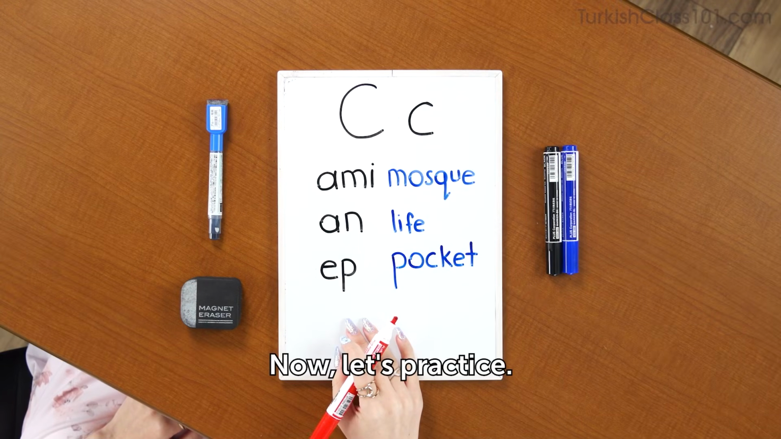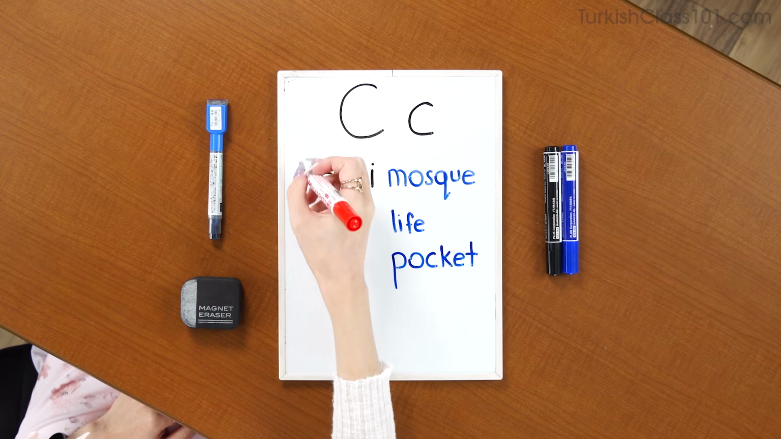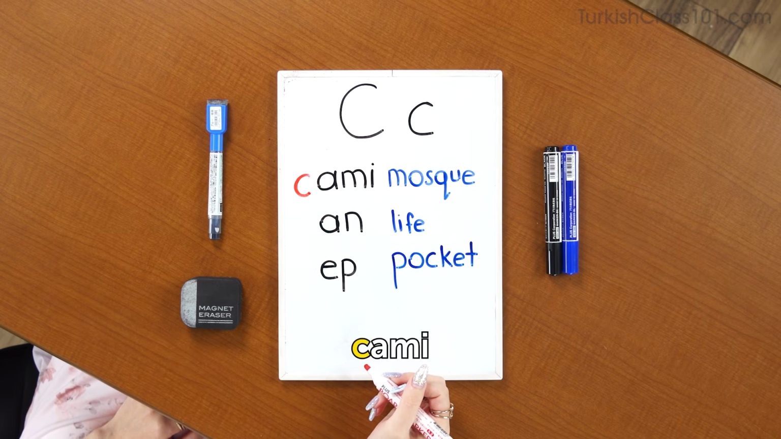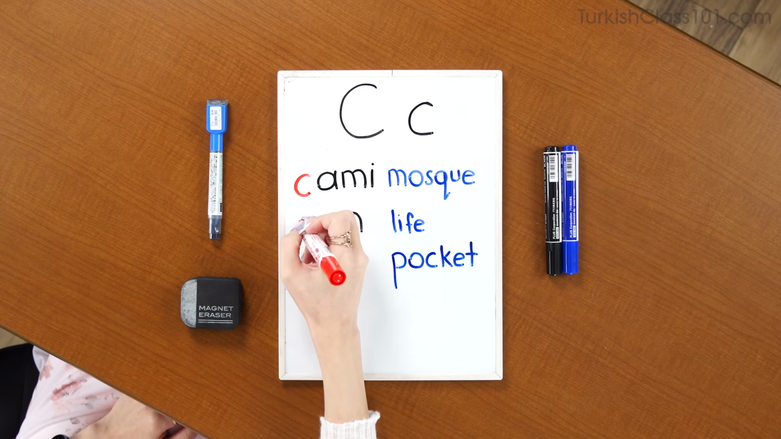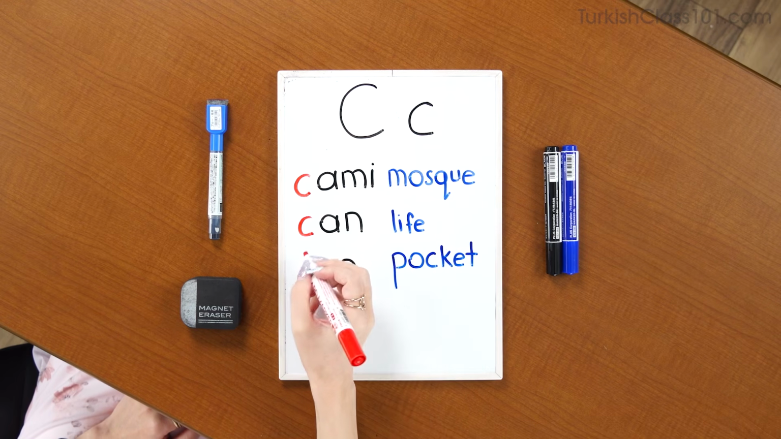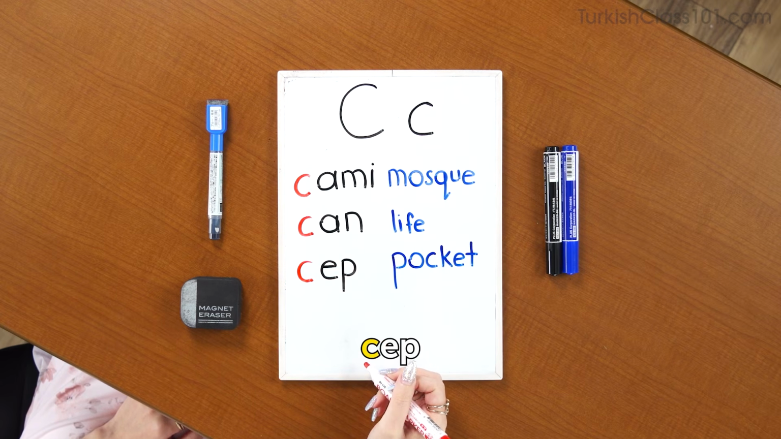Now let's practice. Write C for each of these words. Cami, mosque. Can, life. Cep, pocket.